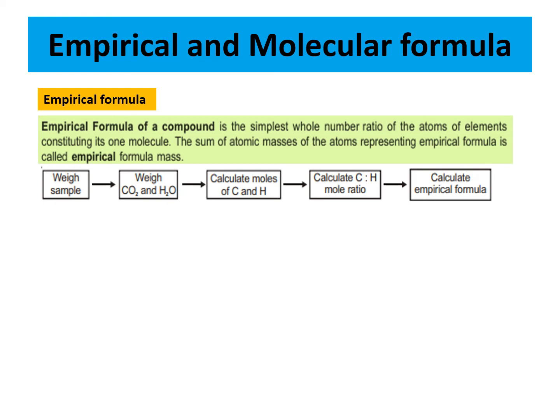You have to take the weight of the sample, the weight of CO2 and H2O. From that, you have to calculate the moles of only carbon and hydrogen. Moles means weight divided by its molecular weight. And we need to take the ratio of the moles of carbon and hydrogen. Then we have to write the empirical formula. I already gave one example.